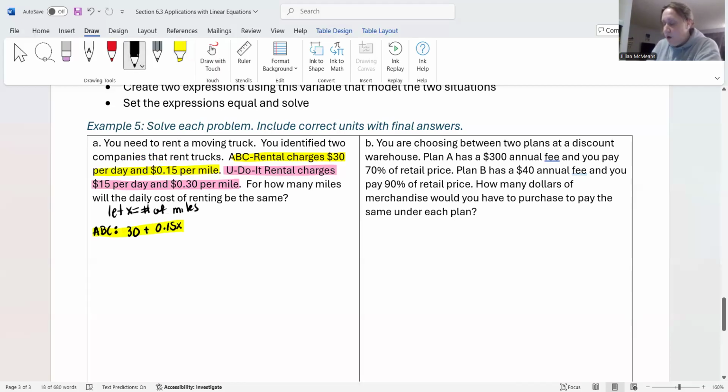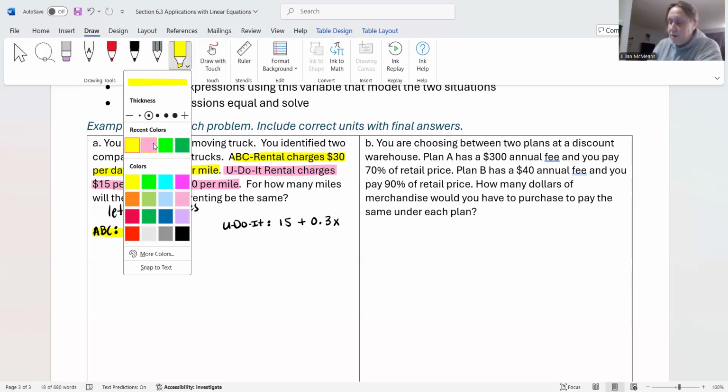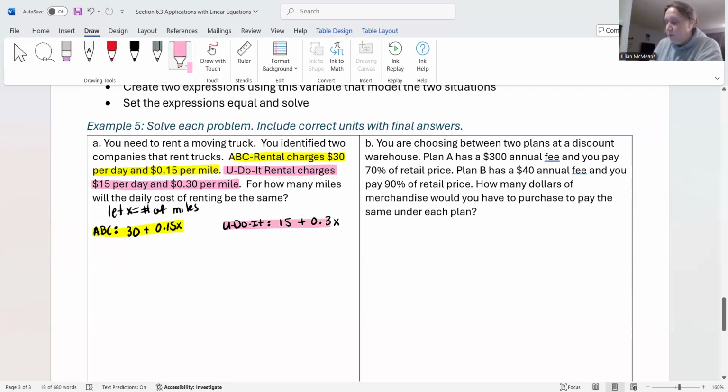Now for You Do It, they only charge you $15 a day, but they have a steeper cost per mile. They charge you 30 cents per mile, so we're going to go 0.3 or 0.30 times X. And that is going to be outlined in pink.